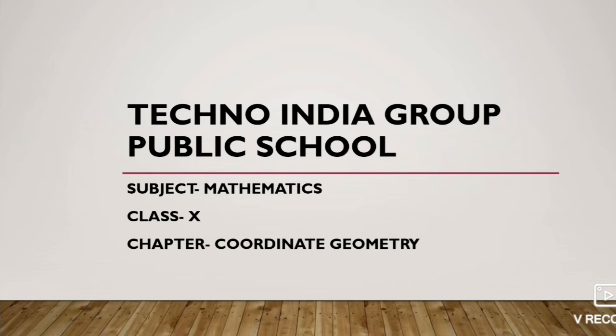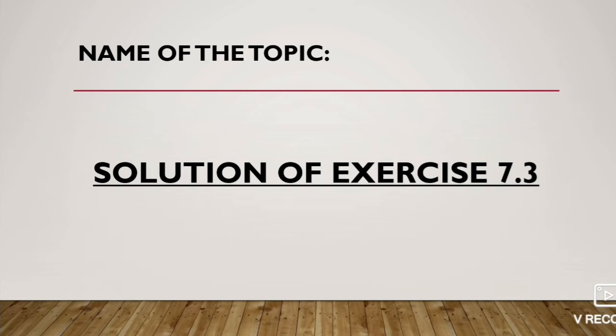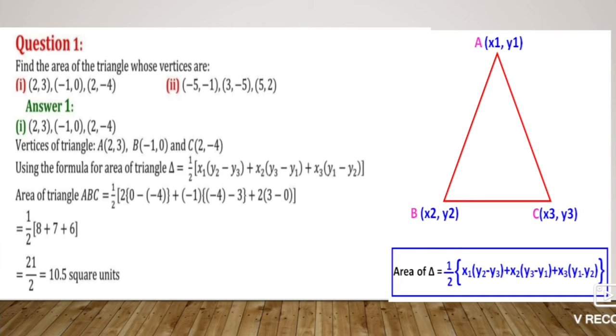Hello students, today we will discuss the solution of exercise 7.3. This exercise is mainly on the area of triangles from 3 vertices, when the coordinates of the 3 vertices are given. So let us start with question number 1.